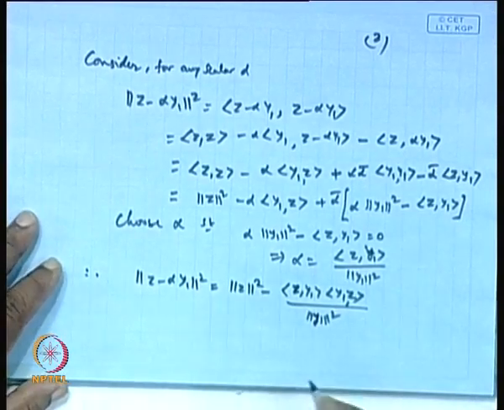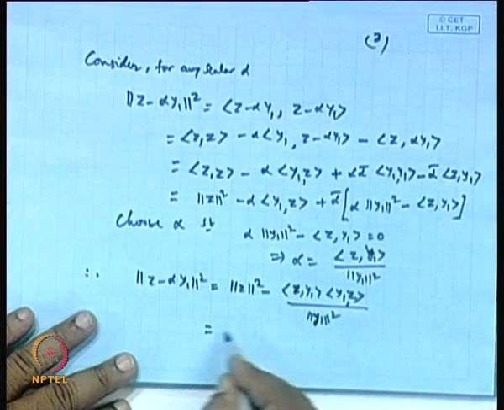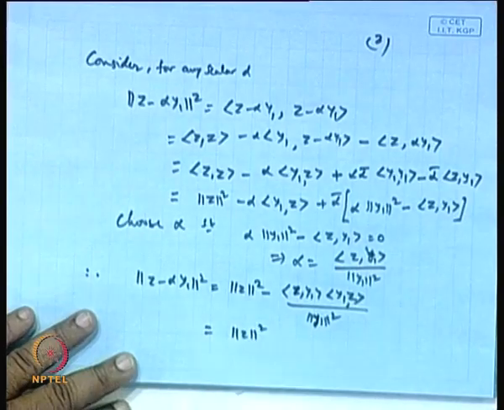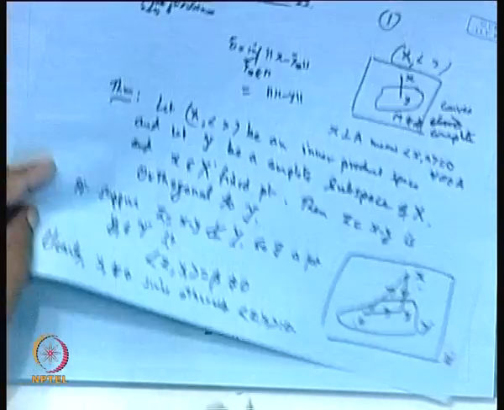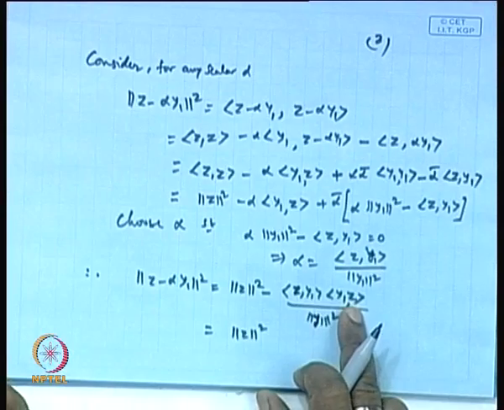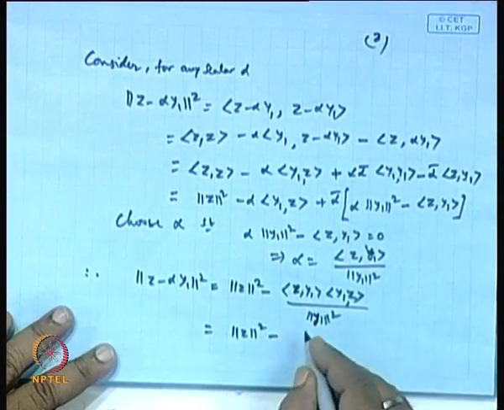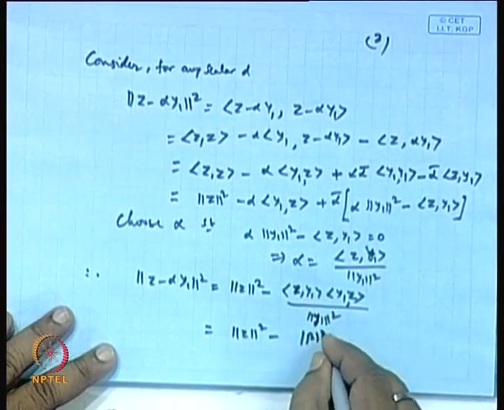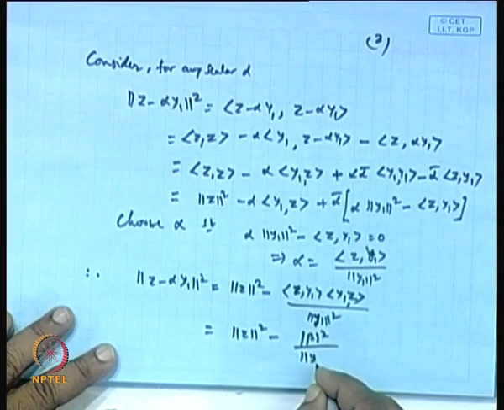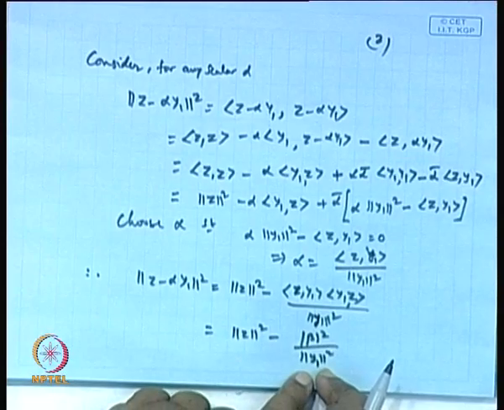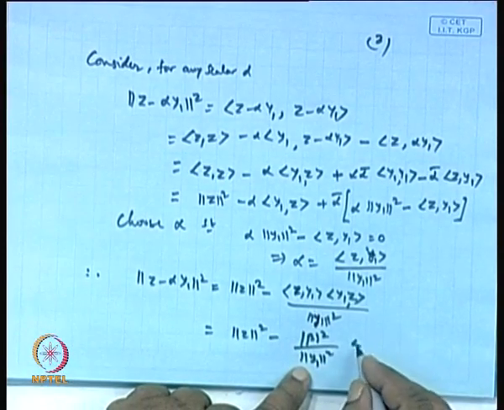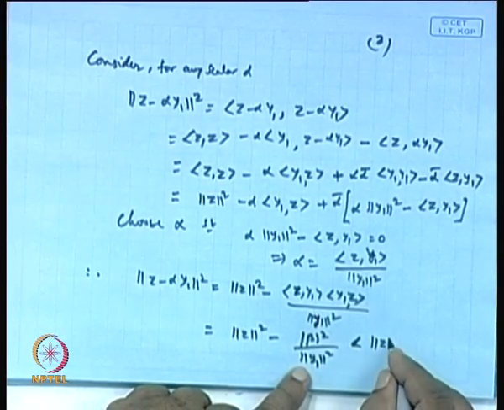Is it not? And this will be equal to norm of z whole squared. Now, inner product z y1 is beta, so we can write this as beta and this as beta conjugate. So, we are getting minus mod beta squared over norm of y1 squared. Now, this is non-negative, so obviously this is strictly less than norm of z squared.